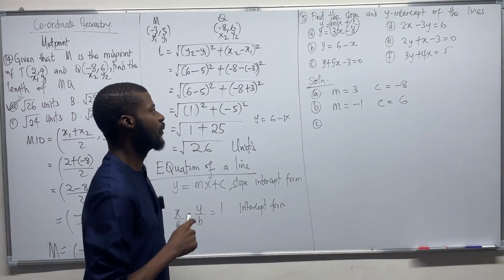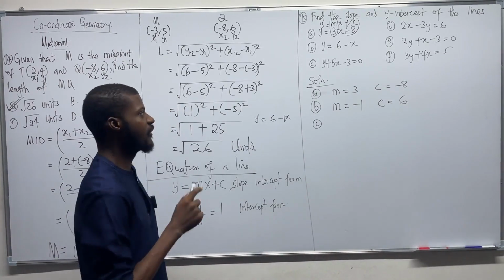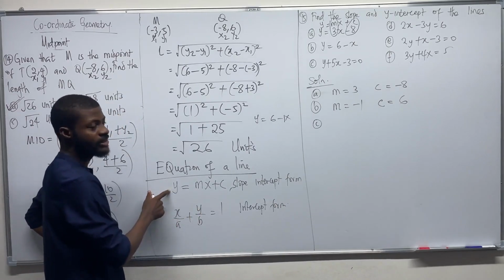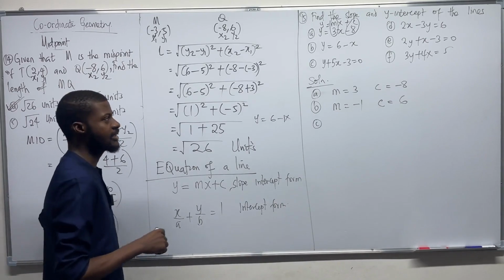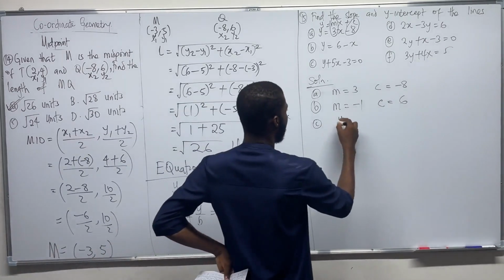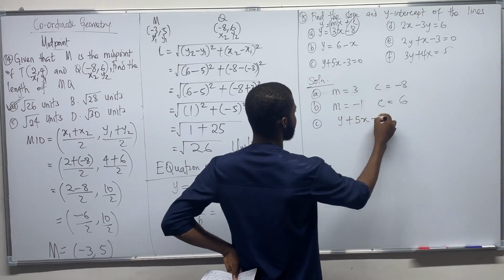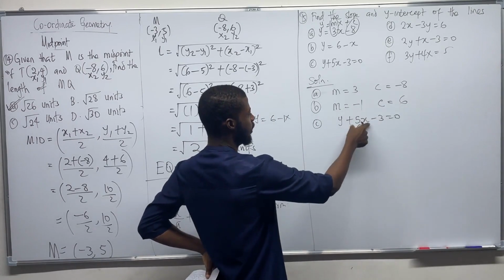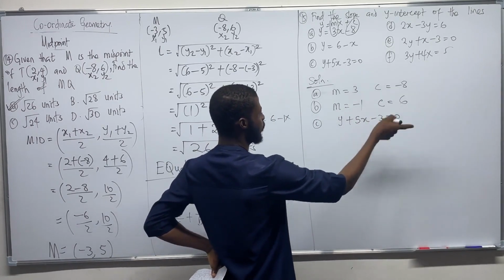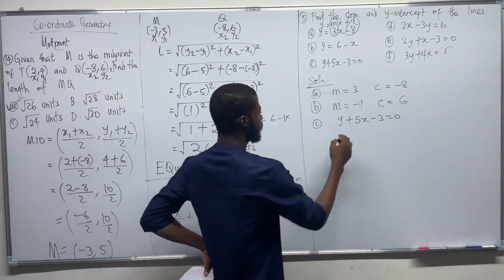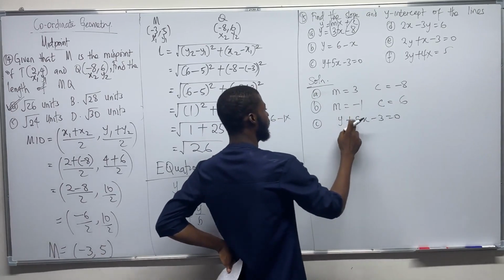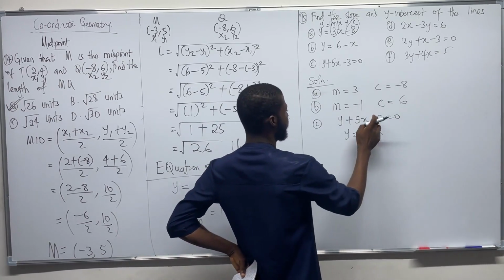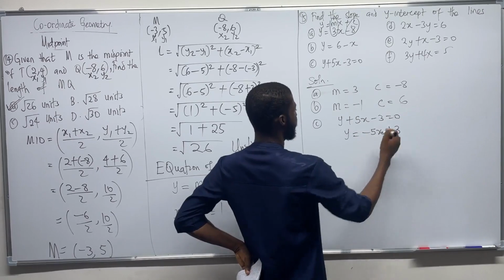C is kind of funny though. We have to do something first before we solve C. Every equation of a line, you must make y the subject before you can find the gradient and y-intercept. So we have y plus 5x minus 3 equal to 0. We basically move these two over to the other side, because we need y to stand alone. So y equals, if plus 5x goes over, it becomes minus 5x. Then if minus 3 goes over, it becomes plus 3.